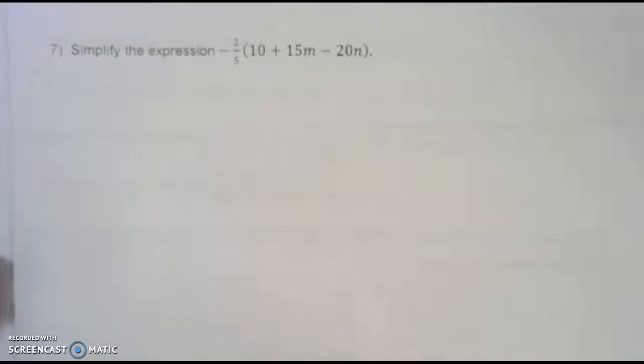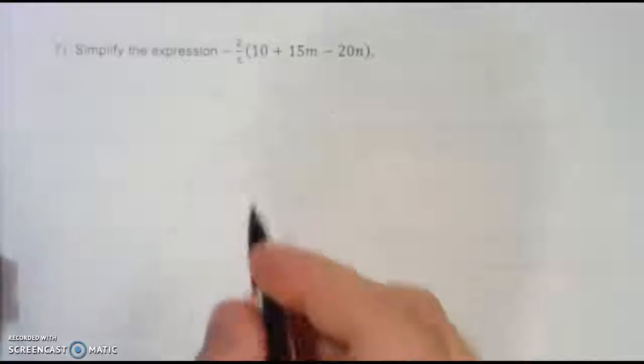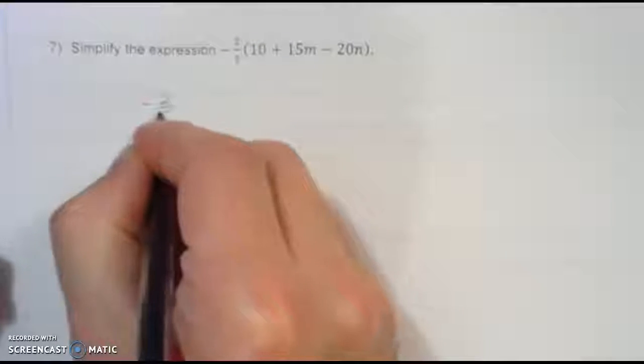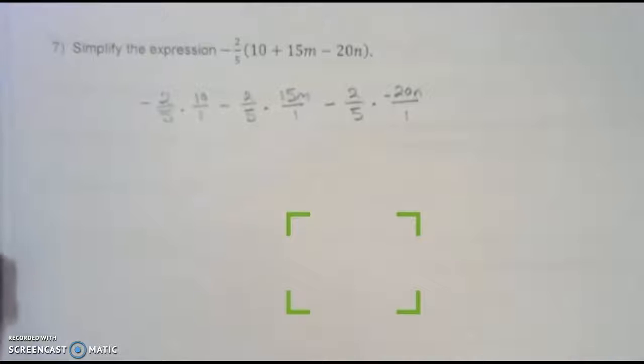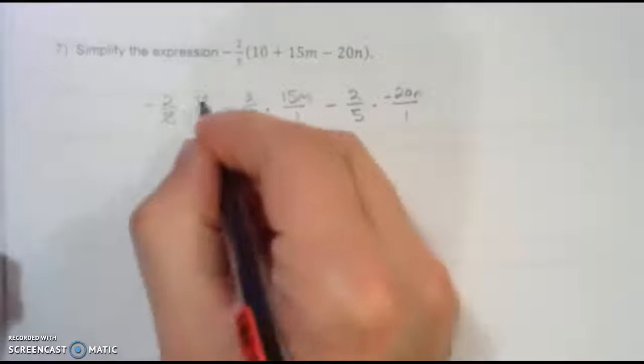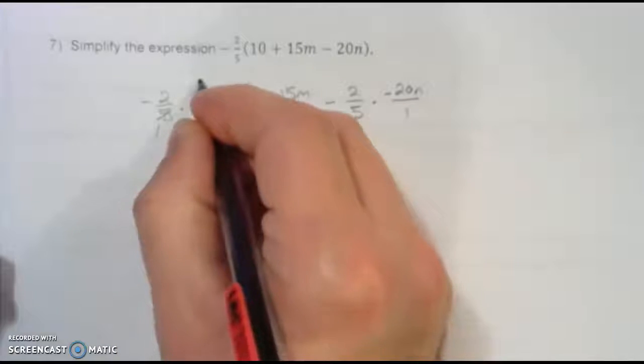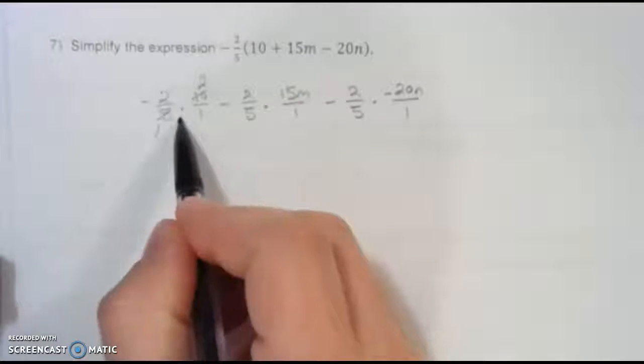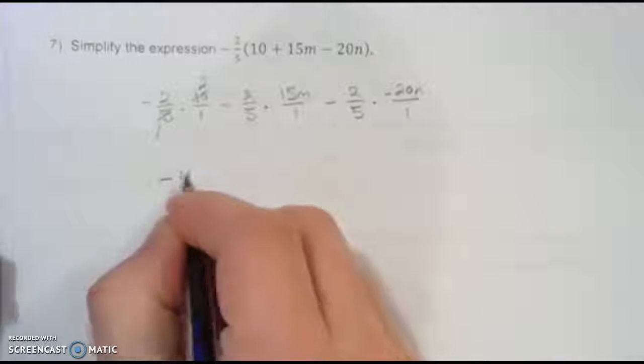In my last example, I'm going to simplify the expression negative 2/5 times 10 plus 15m minus 20n. There are no similar terms in the parentheses here, so I'm just going to have to distribute. So I'm going to have negative 2/5 times 10 over 1 minus 2/5 times 15m over 1 minus 2/5 times negative 20n over 1. Okay. Next thing I'm going to do is go ahead and simplify. 5 and 10 have a common factor of 5. The 5 becomes a 1, the 10 becomes a 2. And now this is negative 2 over 1 times 2 over 1, which is going to be negative 4.